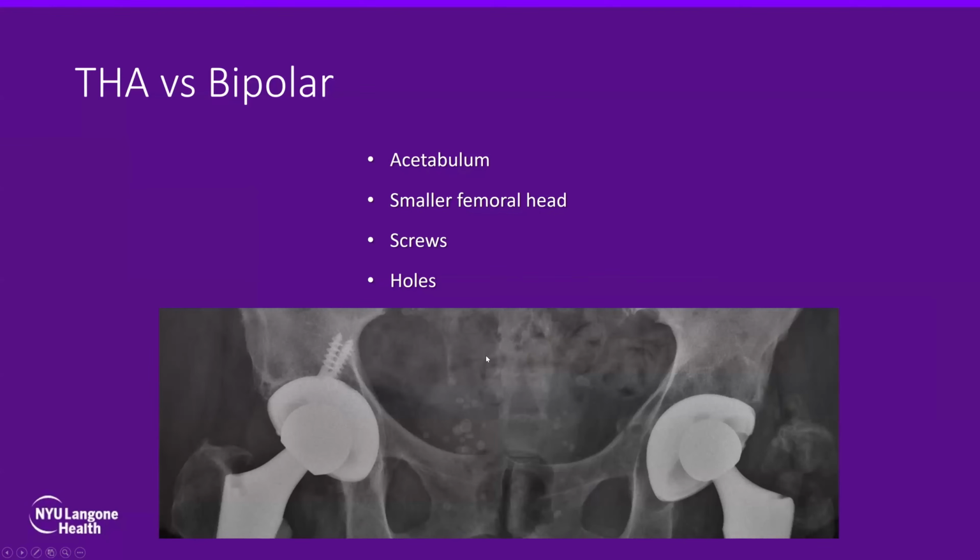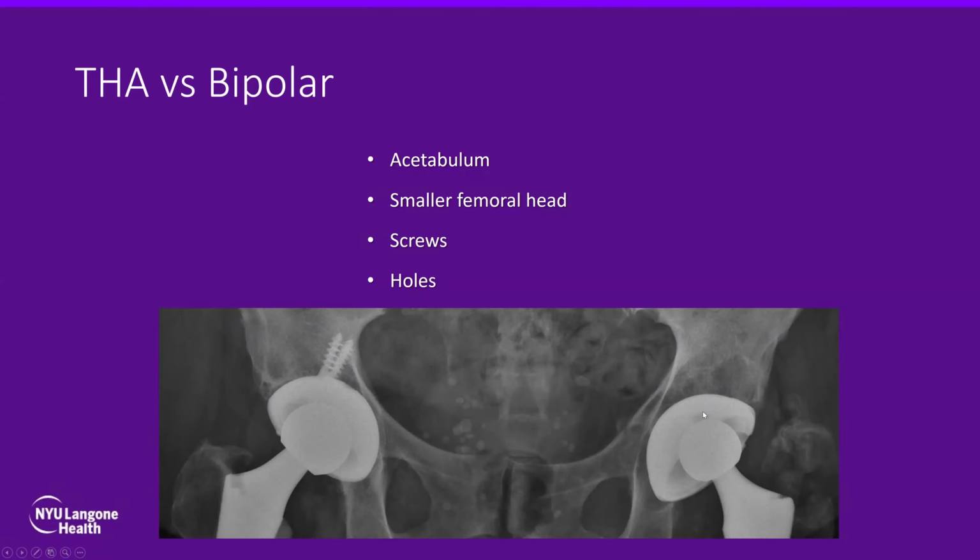So I have a case of this here. So this is bilateral total hip arthroplasty. You see that we cannot see the native acetabulum on either side. The femoral heads are relatively small, but without the side-by-side comparison, you may not be able to say that with confidence. We see the screw on this side, so this is also reassuring that this is a total hip arthroplasty.